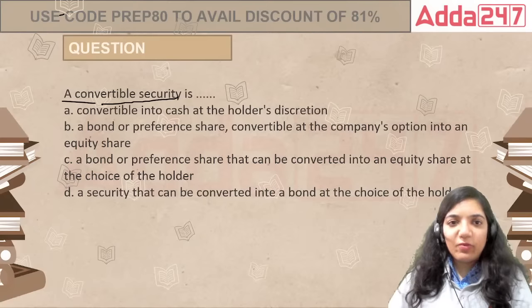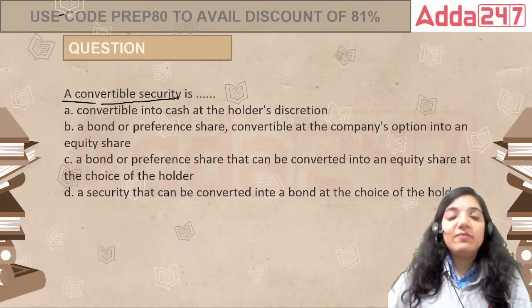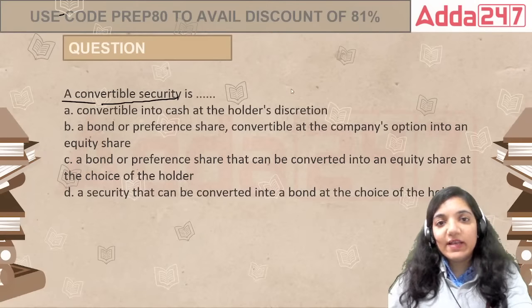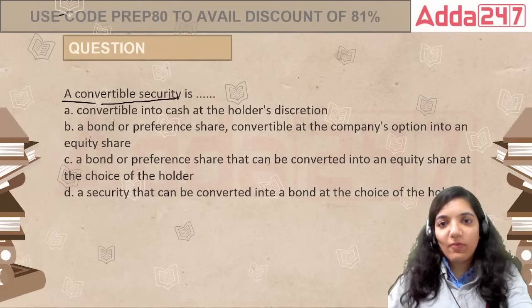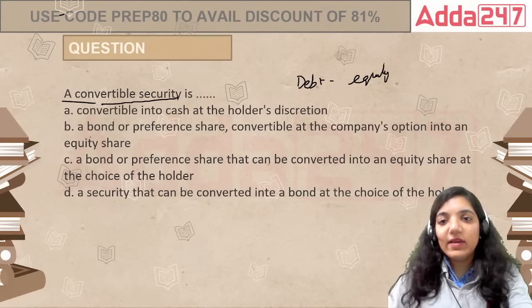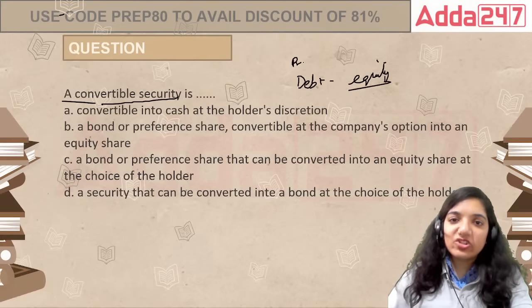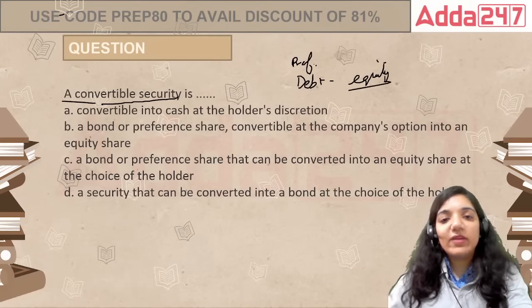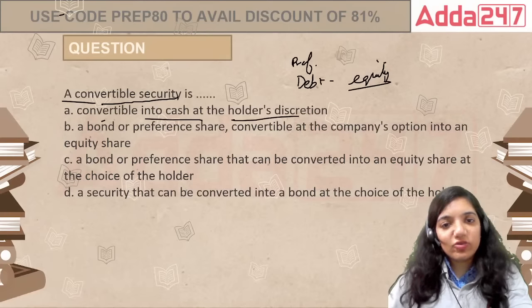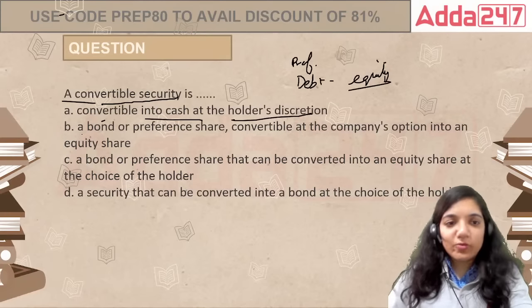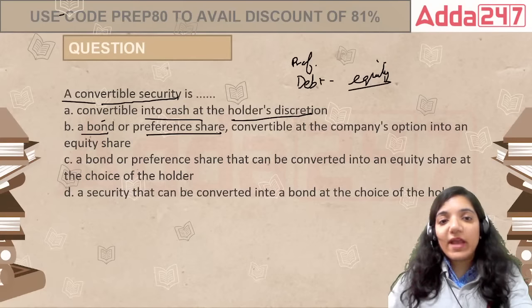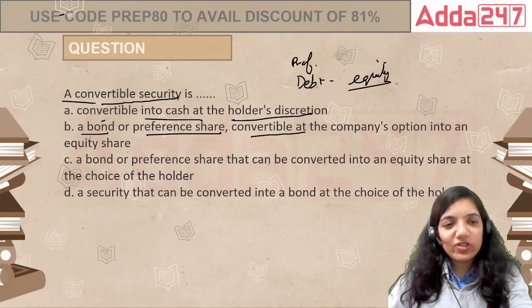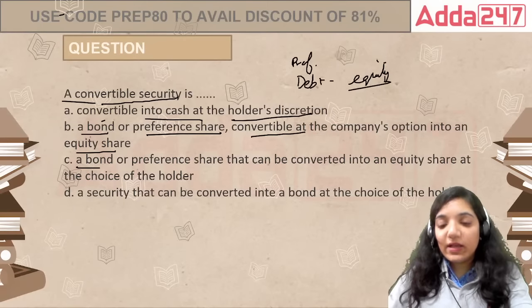Okay, everybody going for the point number C. A convertible security is basically a form of debt which can be converted into a form of equity, and it can also be a preference share which can be converted into a form of equity. It is not convertible into cash at the holder's discretion. There are call and put options that we can look forward to. A bond and preference share convertible into option and equity share. And then a bond or preference share that can be converted into equity. Just a moment, please.